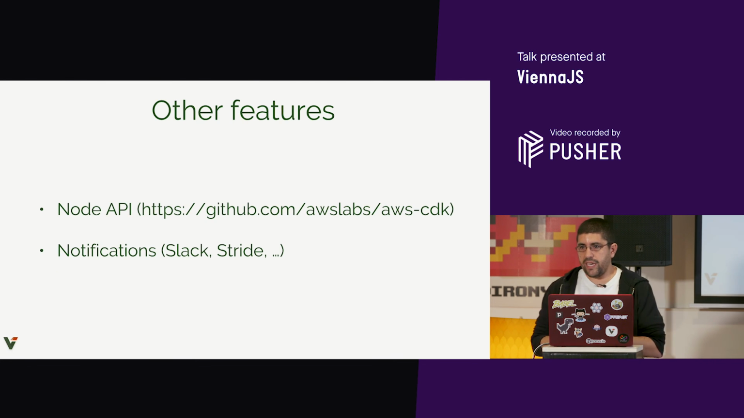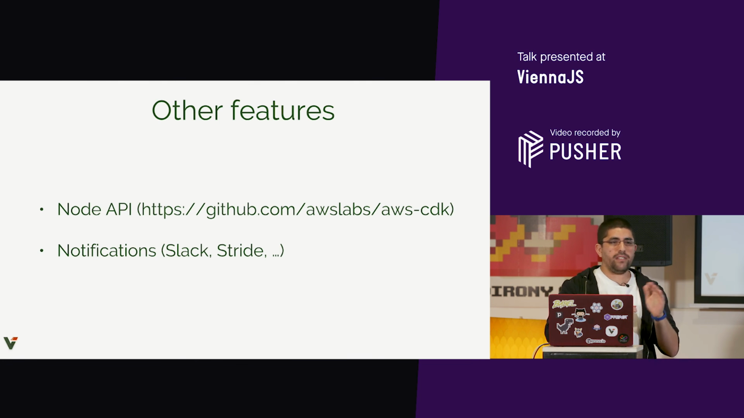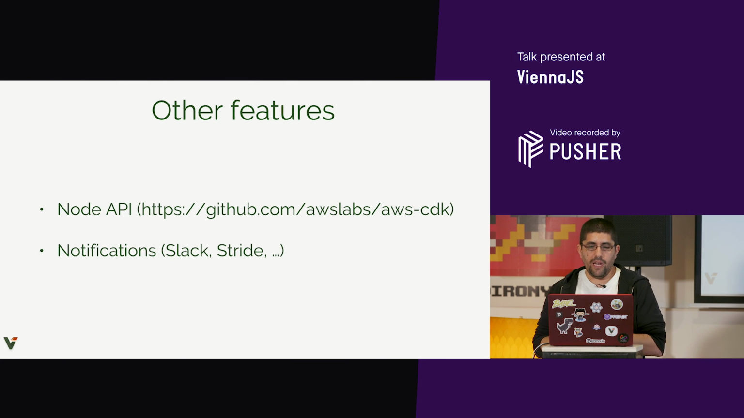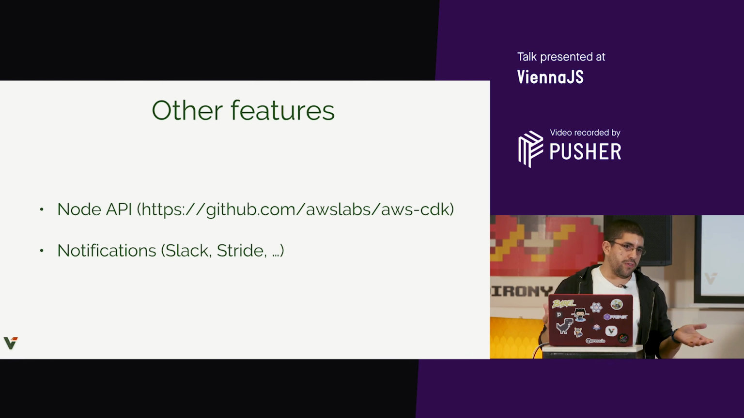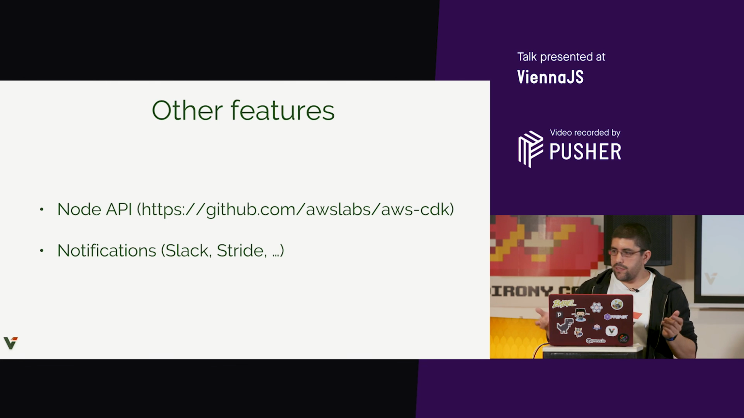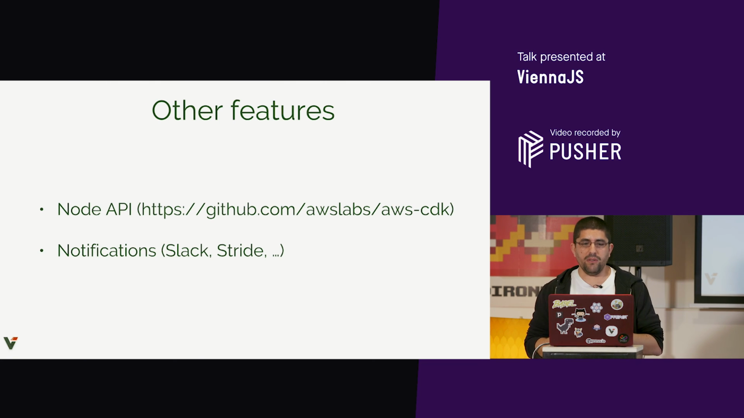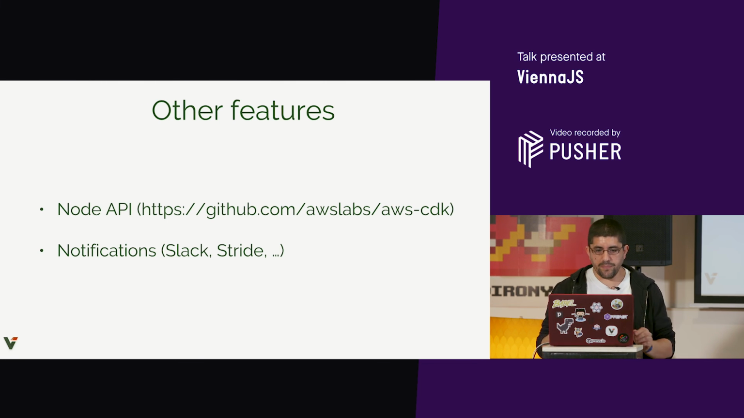Other features we can highlight here is we have a Node API. You can build something on top of Verdaccio, like Amazon Labs is doing with the Cloud Development Kit. You can look also in the project how they do it. Also, we have notification if you want to bother your colleagues with Slack every time someone publishes a package. Also, you can do it.